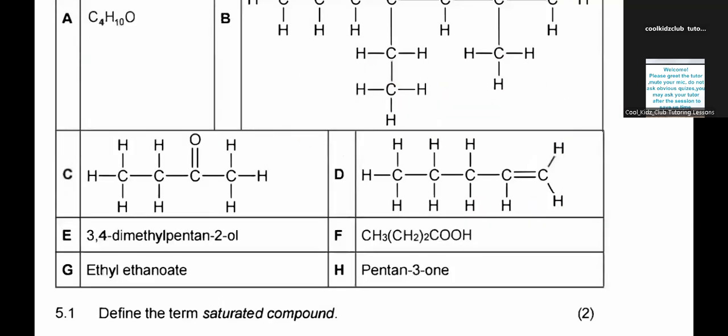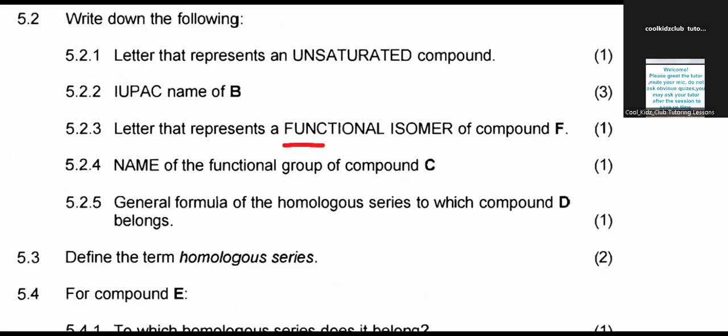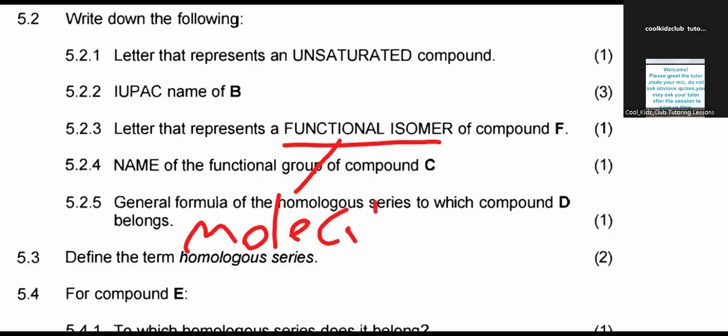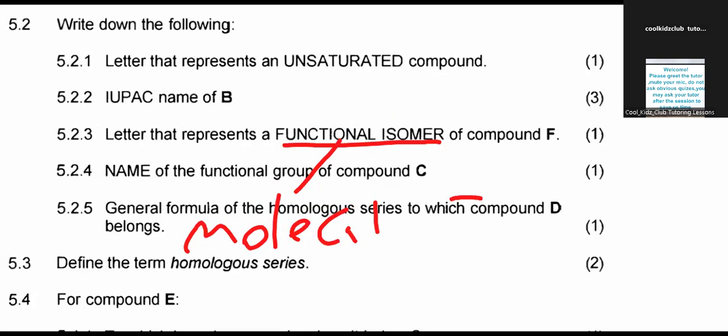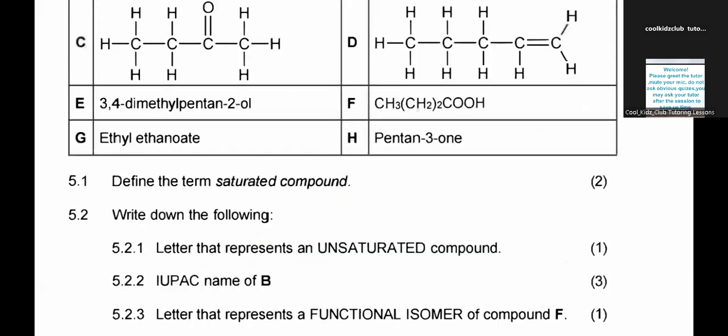Okay, let's continue. Then they said, write down the letter that represents a functional isomer of F. Remember that when we talk about a functional isomer, we talk about organic compounds that have the same molecular formula, but different structure. Let's look at F.